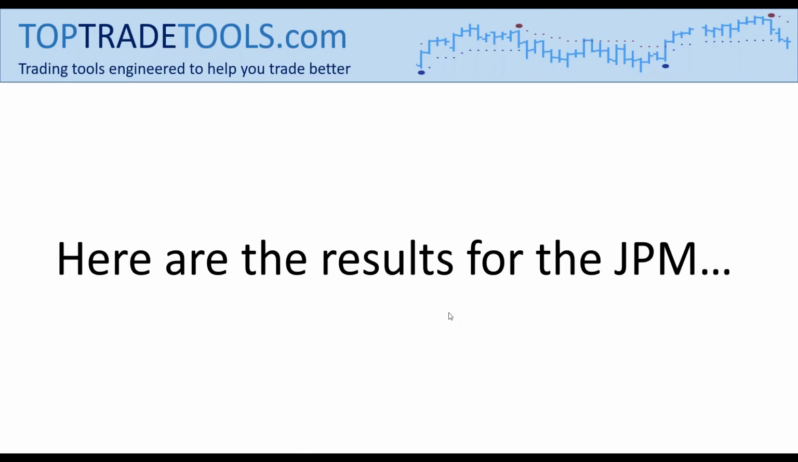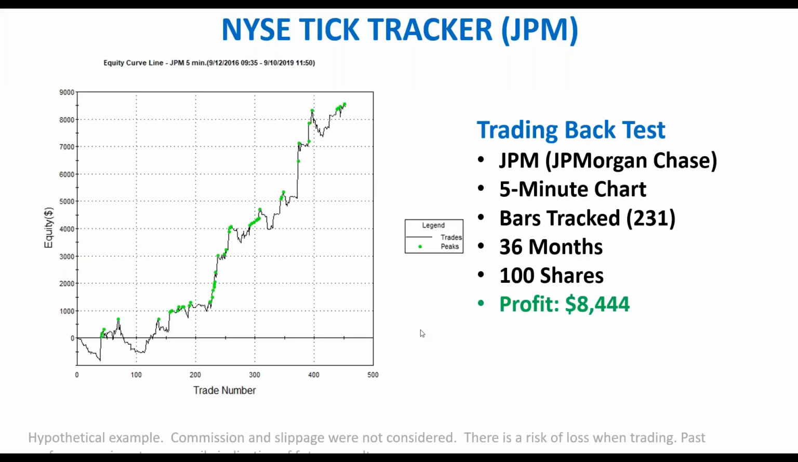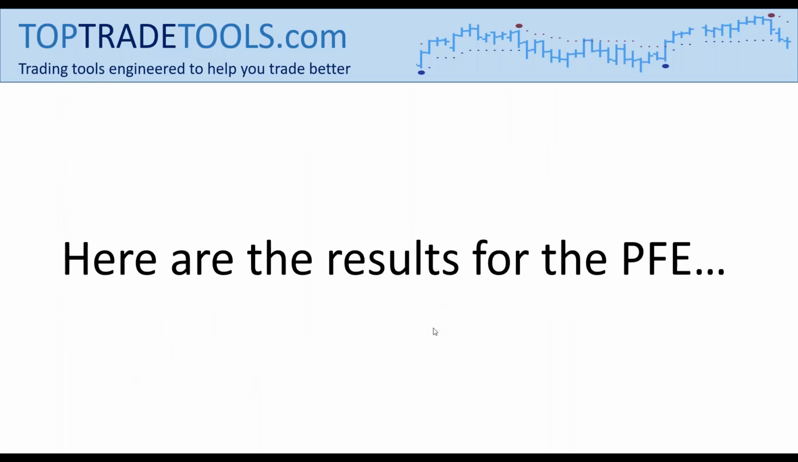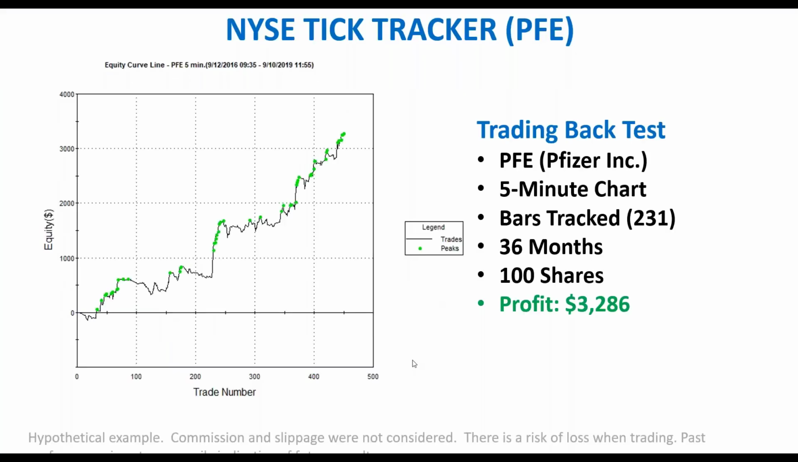What about JP Morgan, financial stock? Again, I'm just kind of blowing through some stocks here, sharing my research. This was up $8,444. Still a really nice equity curve here for JP Morgan. Just a few more. This is Pfizer. What about a medical stock or a pharmaceutical stock? Pfizer is up $3,200. It's a lower price stock, so not really surprising there, but great equity curve.